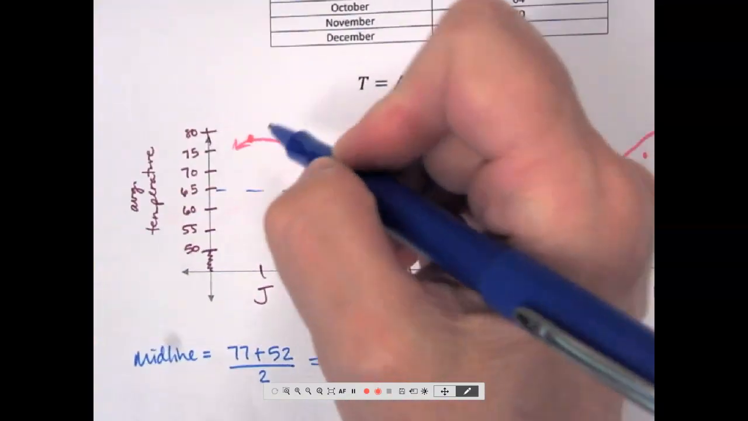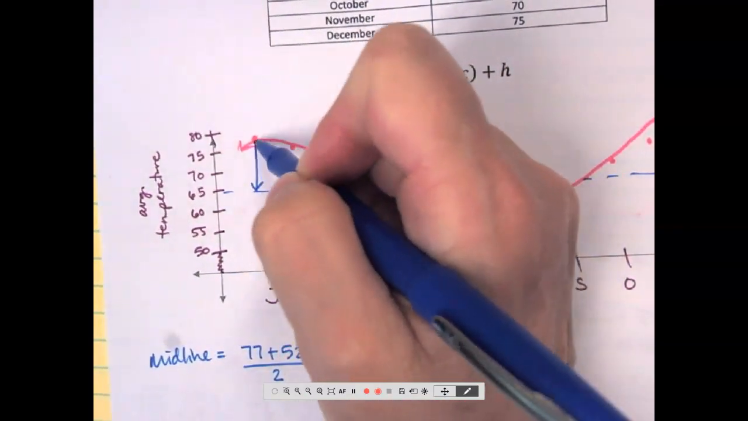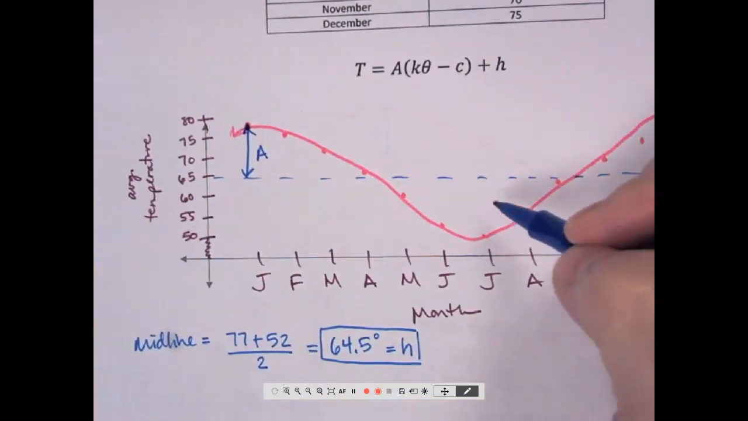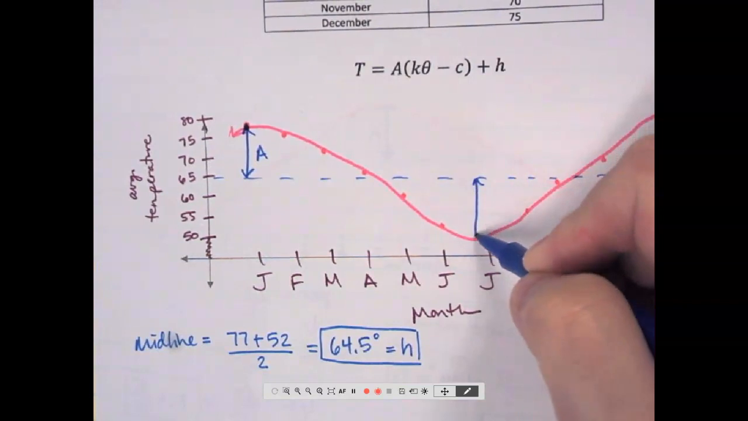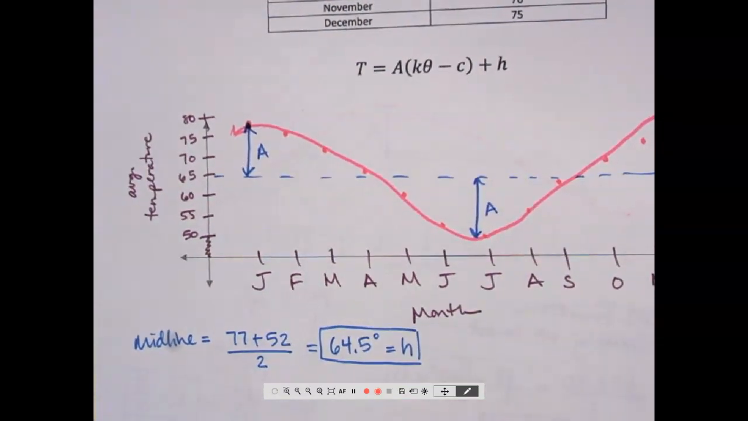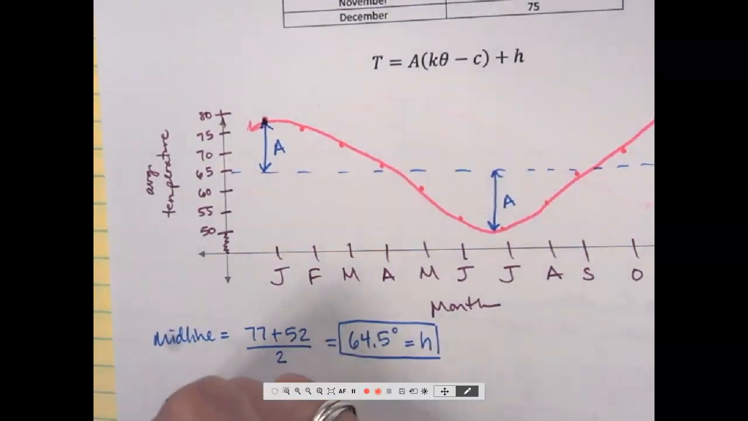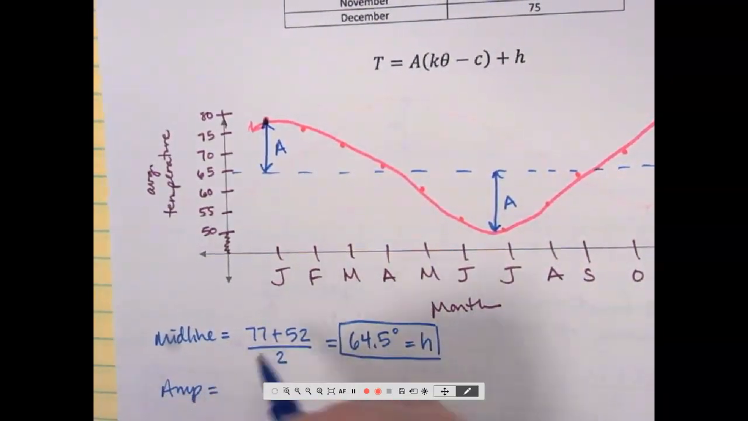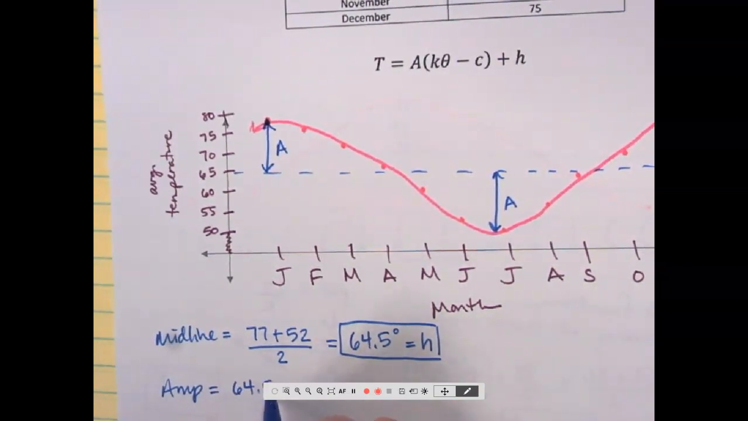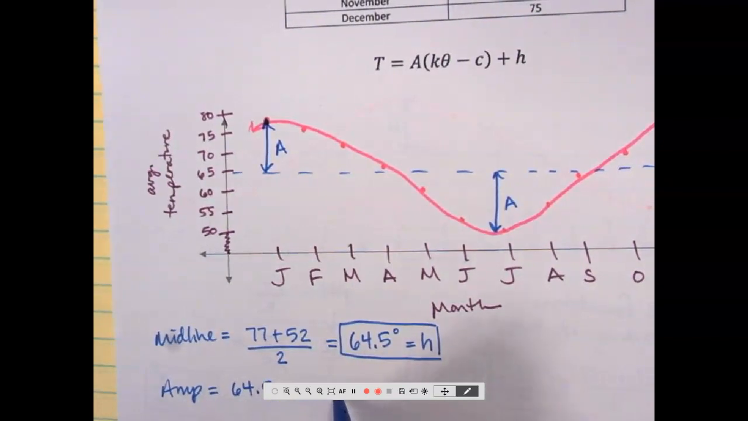I can either find the amplitude by subtracting the midline from the highest, or subtract midline minus lowest. I should get the same thing either way. So figure out your amplitude for me. What did you get for your amplitude? 12.5, I agree. And so that is our A value.